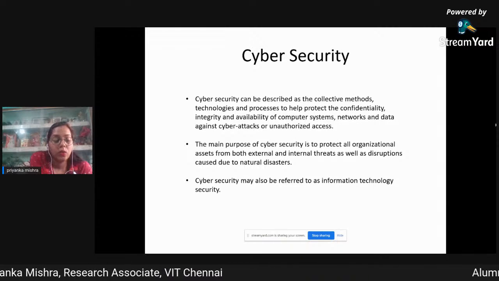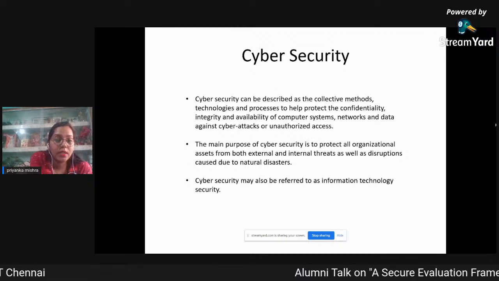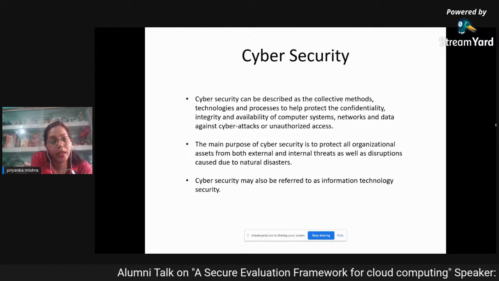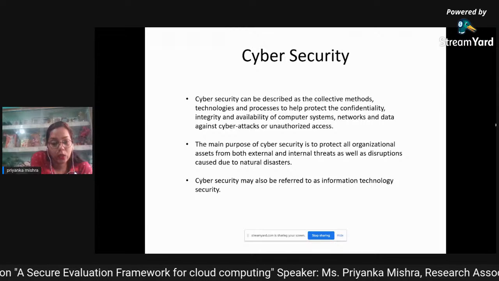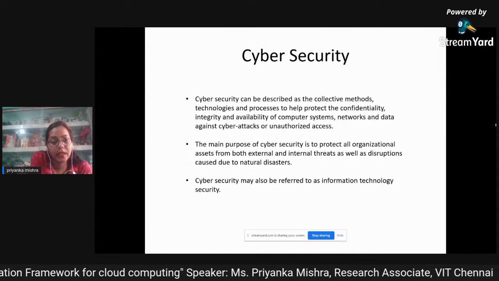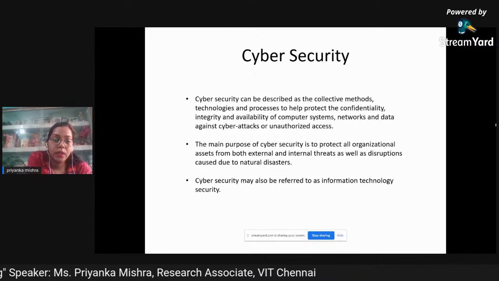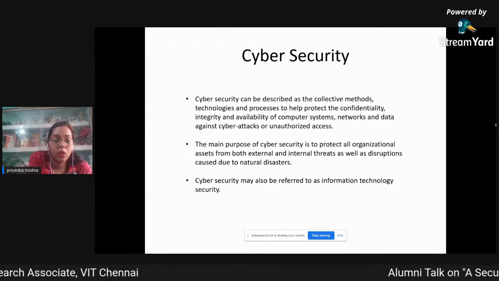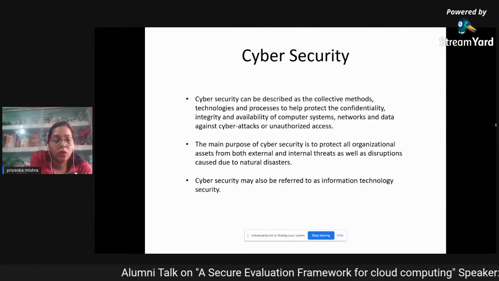Cybersecurity can be described as a collective set of methods, technologies, and processes that help protect the confidentiality, integrity, and availability of computer systems, networks, and data against cyber attacks and unauthorized access. It may also refer to information technology security. So what is the main purpose of cybersecurity?